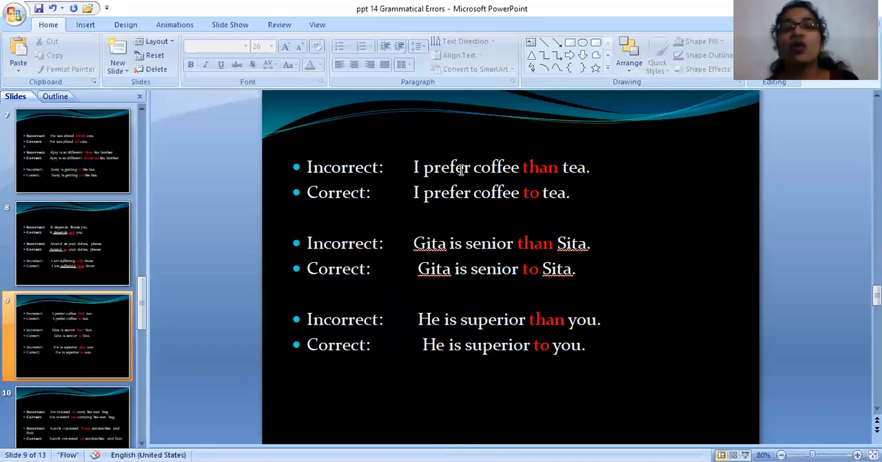I prefer coffee than tea. But this is not a correct sentence. It's definitely a sort of comparison, preferring one thing over another is being mentioned here, but we cannot use "than" here. What do we have to use?